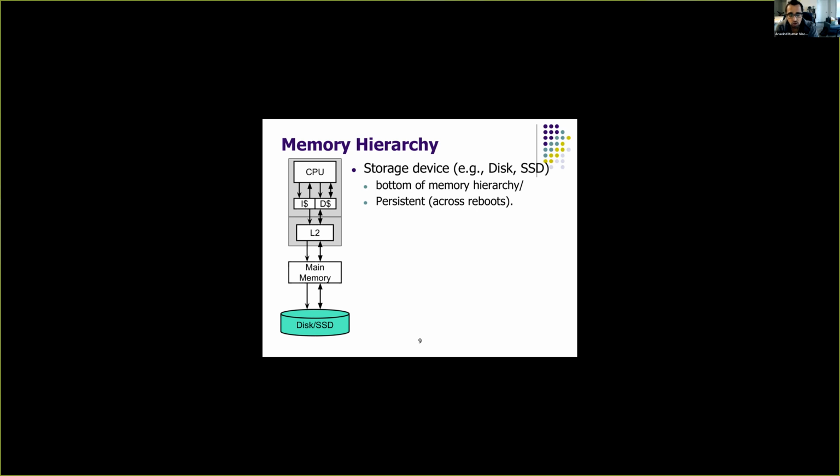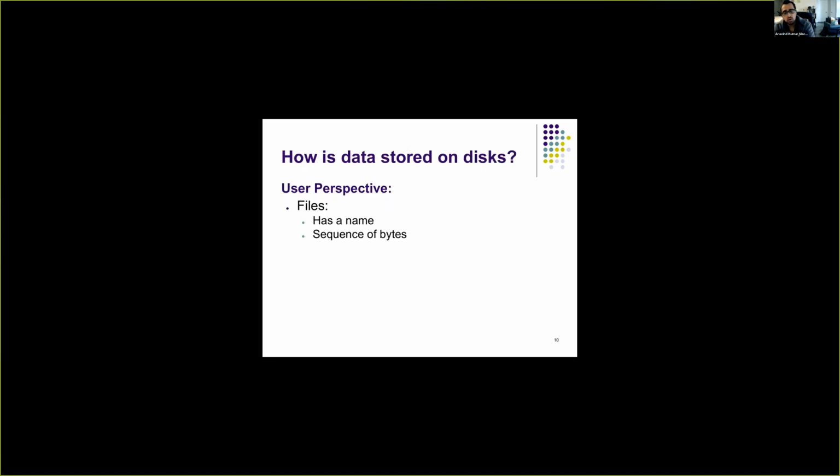And one advantage of disks is that they're persistent. That means the data we store on disk is persistent across system reboots. So, how is data stored on the disk? According to the users, when we use the disk, we see just files. The disk is just a bunch of files that are stored. Each file has a name, and in principle, each file is just a sequence of bytes.